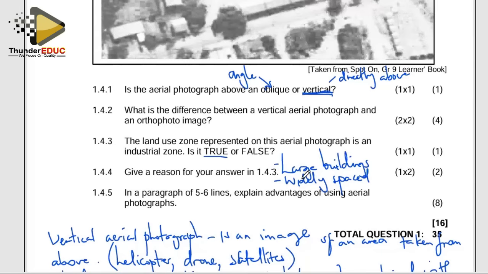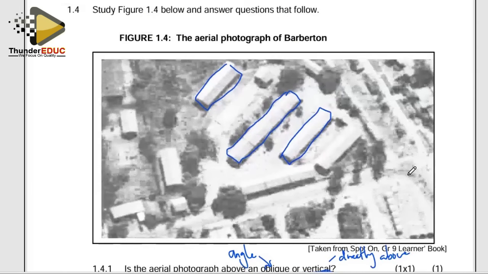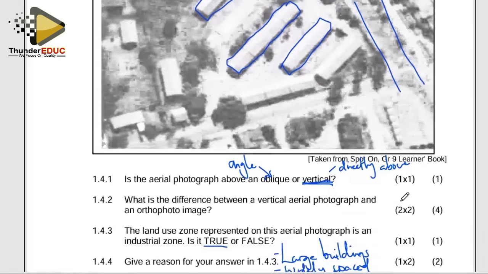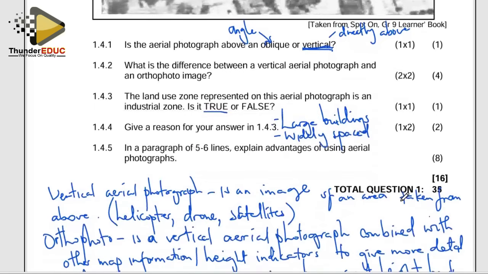And the other thing that you can also note is there's a major road here. It can also be a qualifying factor that industrial activities are done where there is access to a major transportation route, which can be a road or a railway line. So we can also qualify it by it has access, the area has access to a major road. So for that reason, we can safely conclude that the area is an industrial area. Right, we move on to the next question.